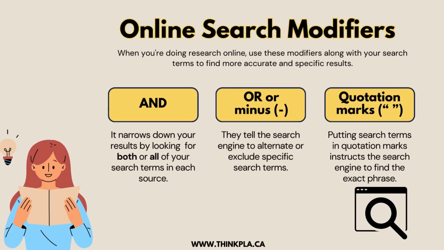Online search modifiers. When you're doing research online, use these modifiers along with your search terms to find more accurate and specific results. Try using the terms and, or, and minus, and lastly use quotation marks. Be sure to read through the examples and make keynotes. Keep up the great work.